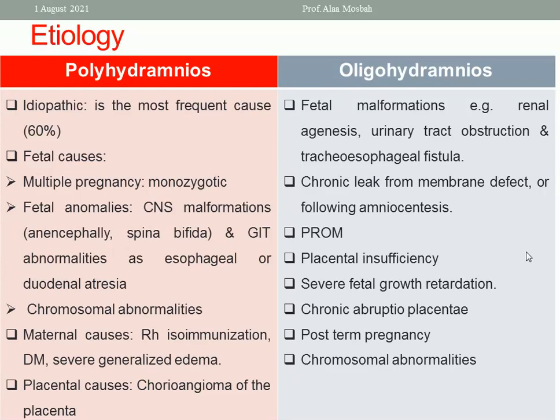tracheoesophageal fistula. Other causes like chronic leakage from membrane defect or following amniocentesis, premature rupture of membrane, severe fetal growth retardation, placental insufficiency, abruptio placentae, post-term pregnancy, and the chromosomal abnormalities.